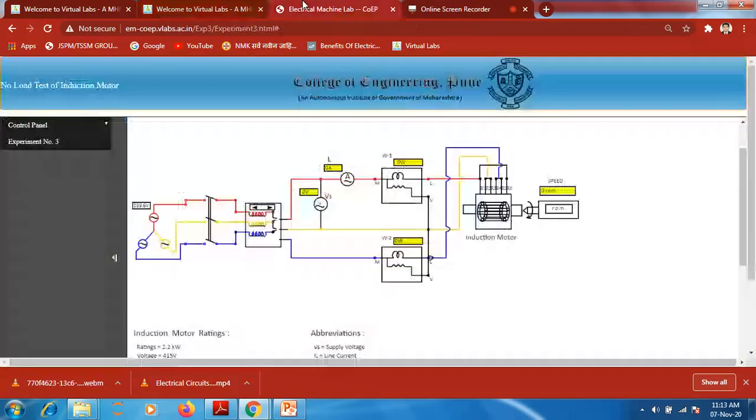So where is the TPST switch? So here is the TPST switch. This is the triple pole single throw supply. Okay, so I just have to switch on this switch.